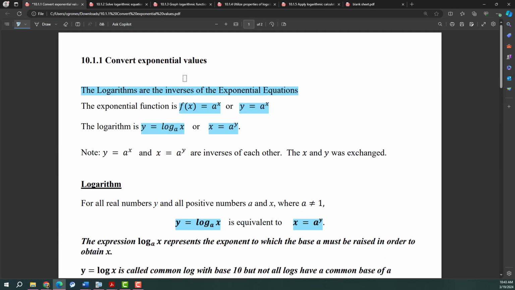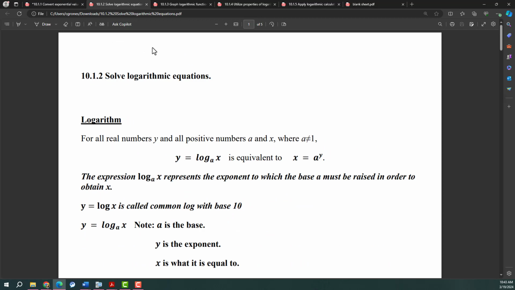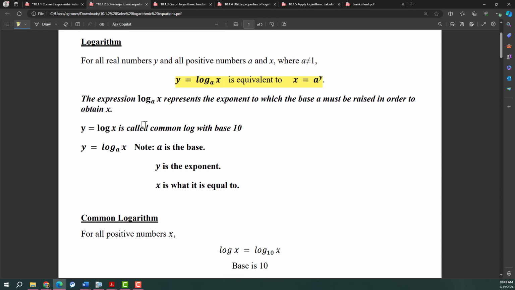Okay, that's lesson 1. In lesson 2, we are going to solve log equations. A logarithm is defined for all real numbers y and all positive numbers a and x where a does not equal 1. This is the same thing that we just talked about. I'll highlight it again. Right below it, it says that the expression log base a of x represents the exponent to which the base a must be raised in order to obtain x.